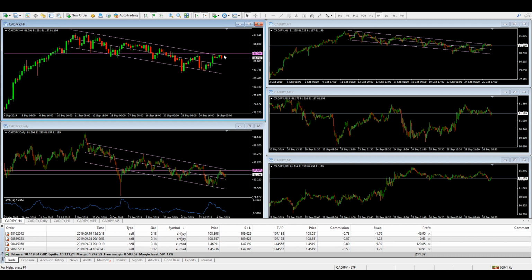So this means taking a short position with a stop loss above the previous lower high here. From where the price is now, it's about 90 pips or so, and that would take our 1-to-1 take profit to about here. Right, so on the daily, that's around here.